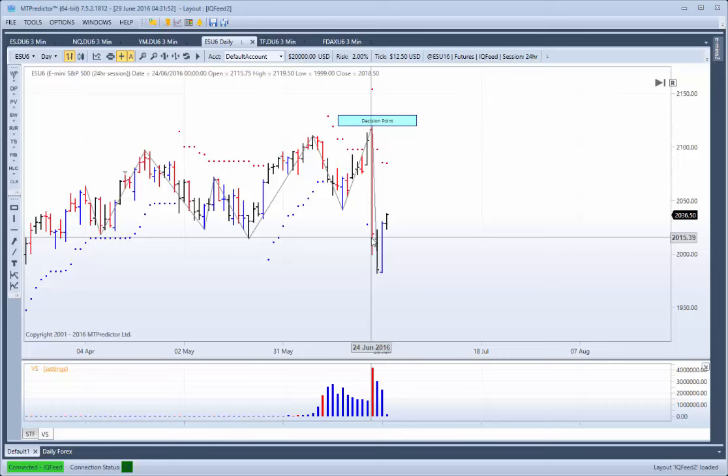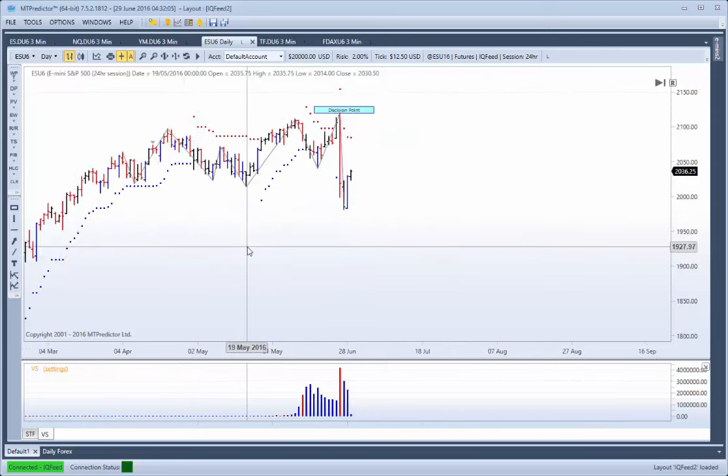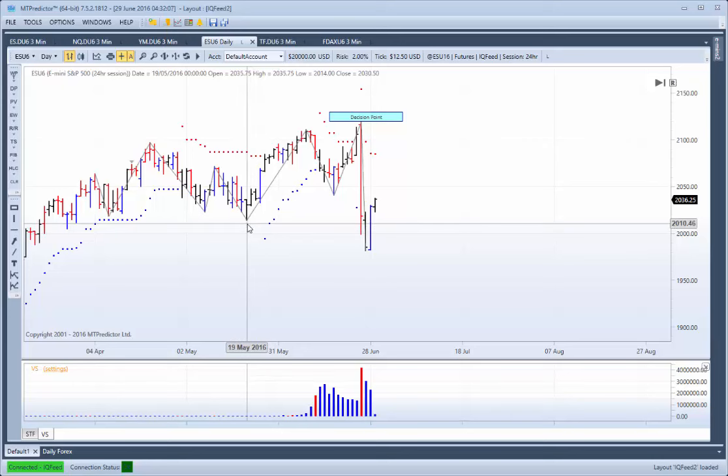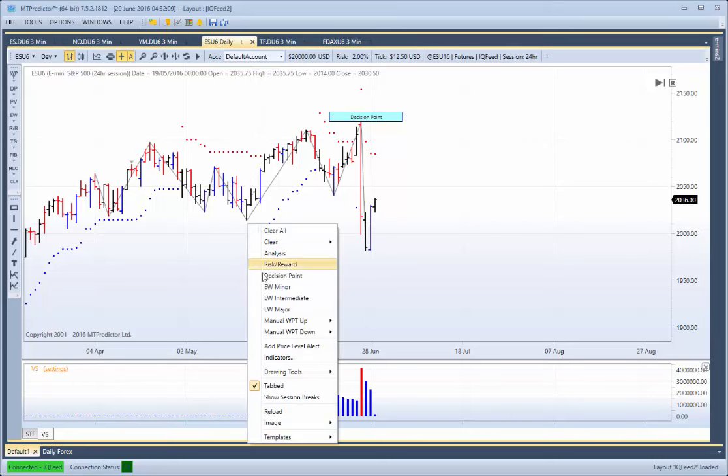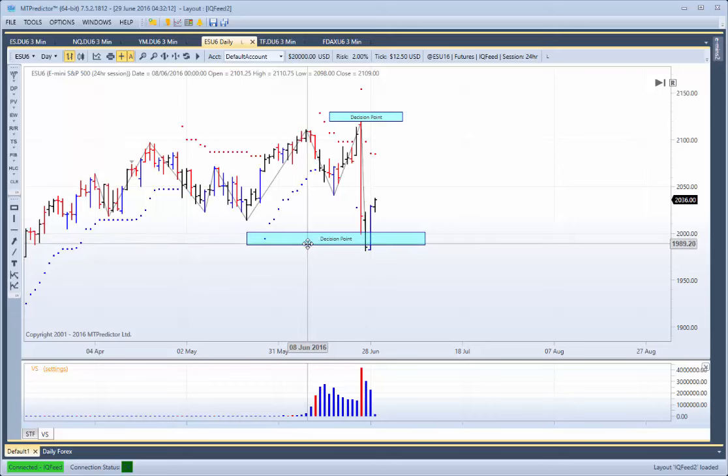But let's have a look at where this low came in. Remember, just as we did before, as the market was going up, we went to the previous high and placed our decision point resistance on. Let's go back to the previous low. You can see there's a pretty important previous low back here on the 19th. Right mouse click, do decision point. Remember, that would have been on the chart in advance. But look what the ES has done. It's gone from our decision point resistance down into decision point support, and it's now starting to rally off that level.